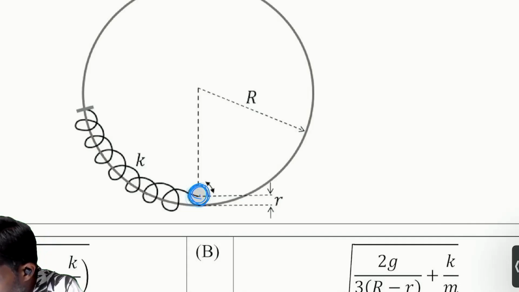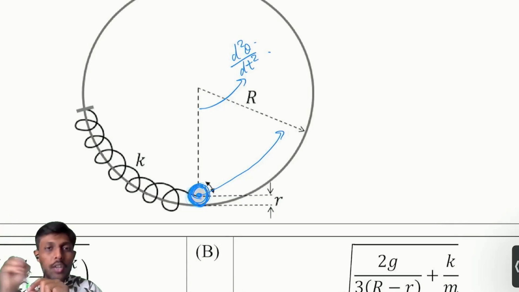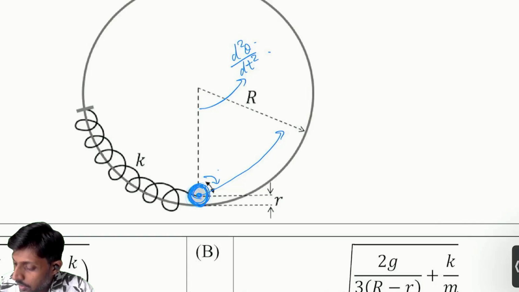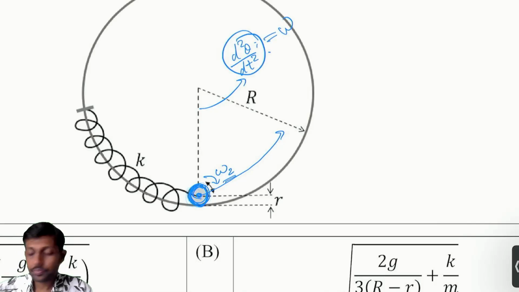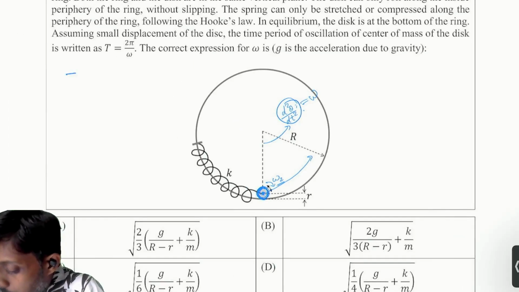The center of mass of this disk is moving along this path with a certain omega, d square theta by dt square. But this disk is also rotating about its center of mass, and this omega would be different from this omega. So let's call it omega 2. But we can relate these two angular velocities because we know this is pure rolling. Coming back to finding I effective.